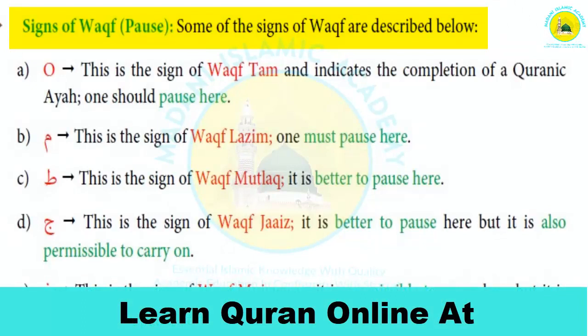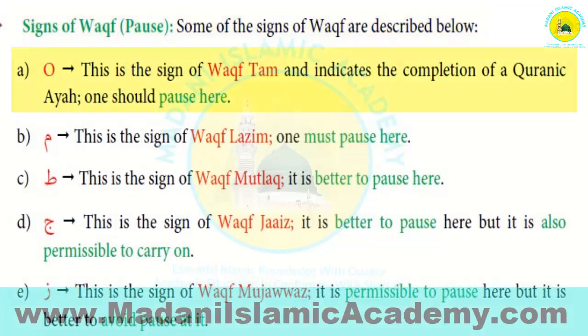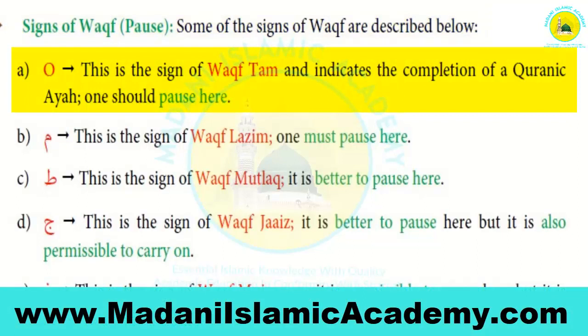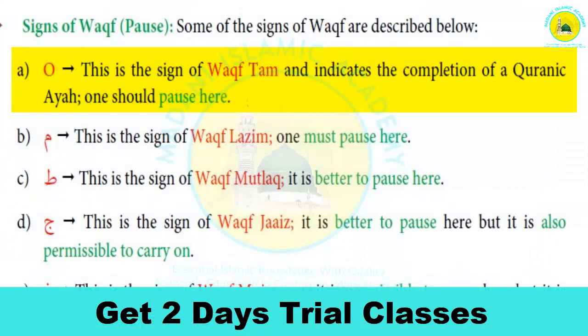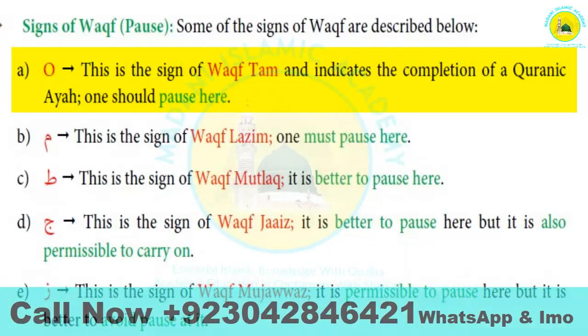Okay. So today, inshallah Azawajal, we're going to go through some of the rules of the signs of waqf in the Quran as well. Yeah. So these are some of the signs. Whenever there is a circle, this is the sign of waqf tam. It indicates the completion of a Quranic ayat. One should pause here. So whenever, for example, Alif Lam Mim Dhalikal Kitabu La Rayba Fihi Hudal Lil Muttaqin. Yeah, so what we do is the ayat is there, so we stop there.